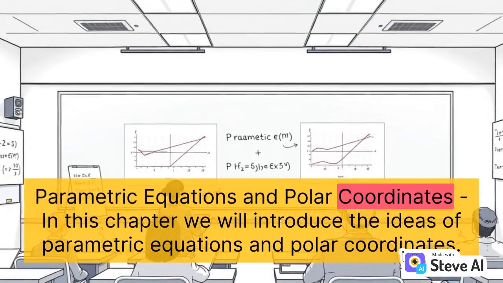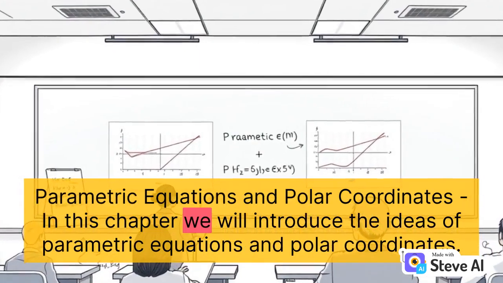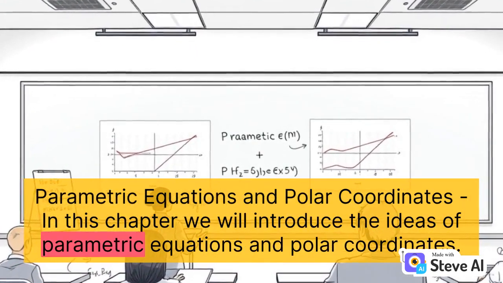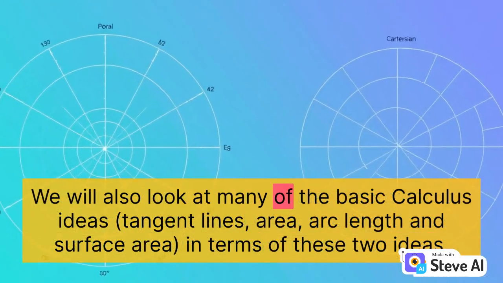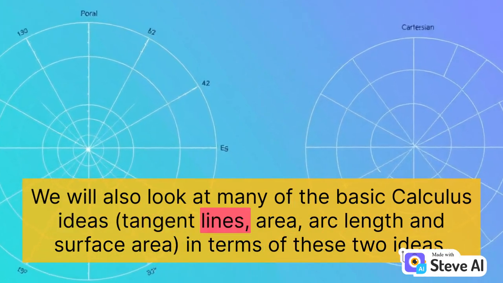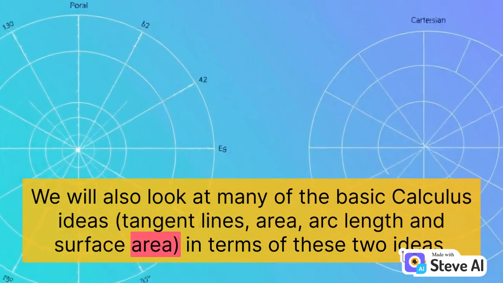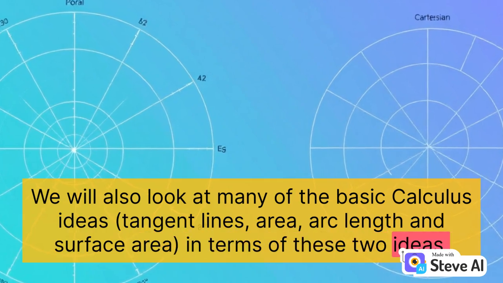Parametric equations and polar coordinates. In this chapter, we will introduce the ideas of parametric equations and polar coordinates. We will also look at many of the basic calculus ideas, tangent lines, area, arc length, and surface area, in terms of these two ideas.